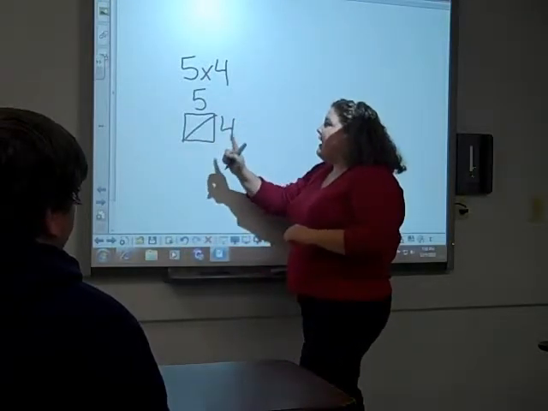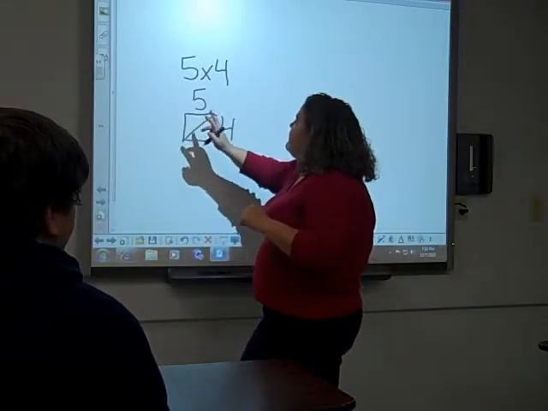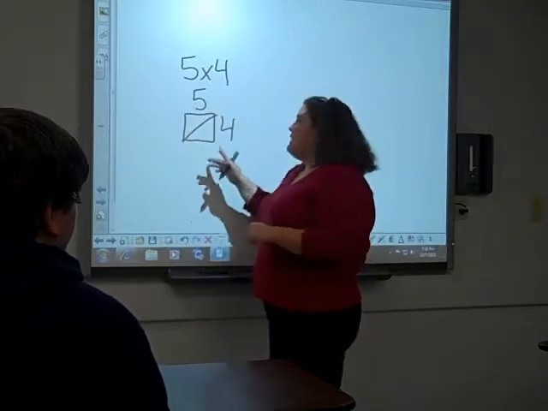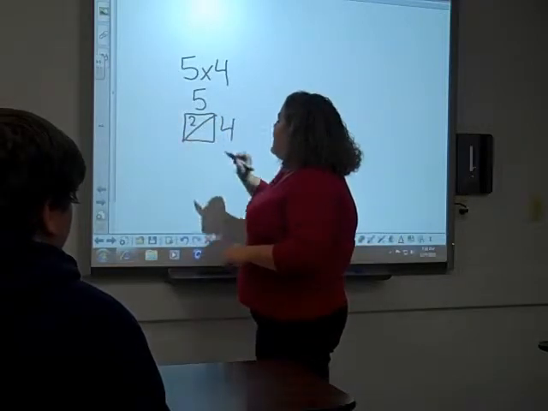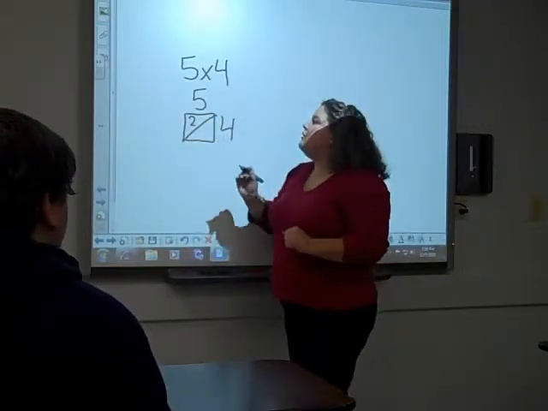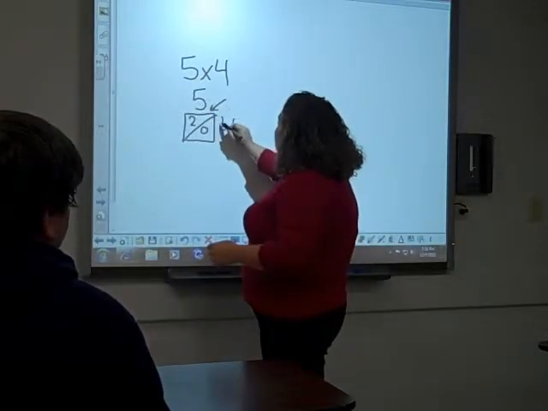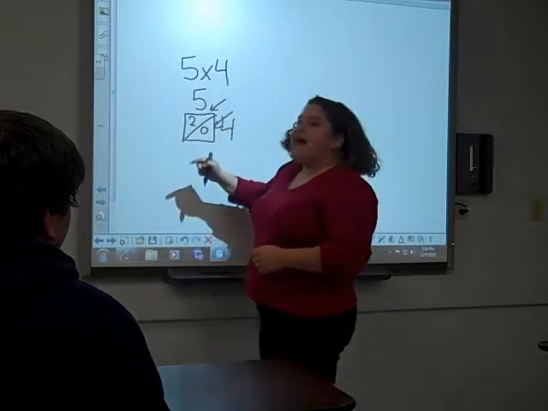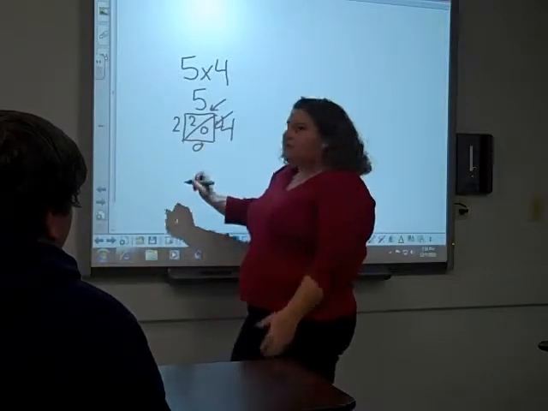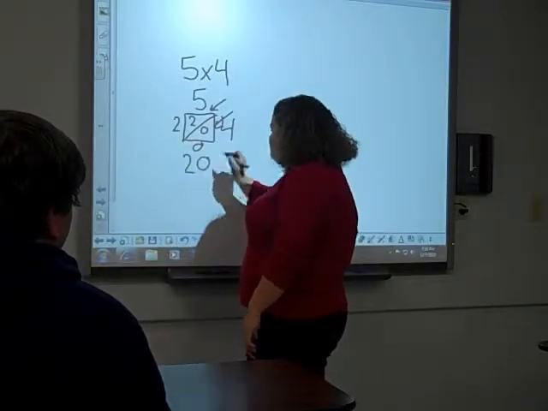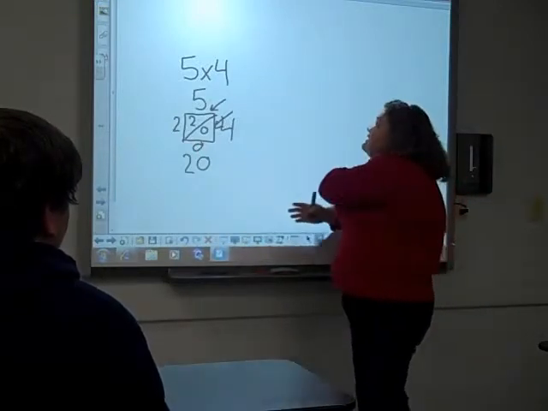Now we know 5 times 4 is 20. Well, where do you put the 20 in this? The tens place goes on the top and the ones place goes on the bottom. So the 2 is in the tens place, so the 2 will go on the top, and the 0 is in the ones place, so it will go on the bottom. And what you do is you add across the diagonal, so this would be 2 and this would be 0, which would leave us with the answer of 20.